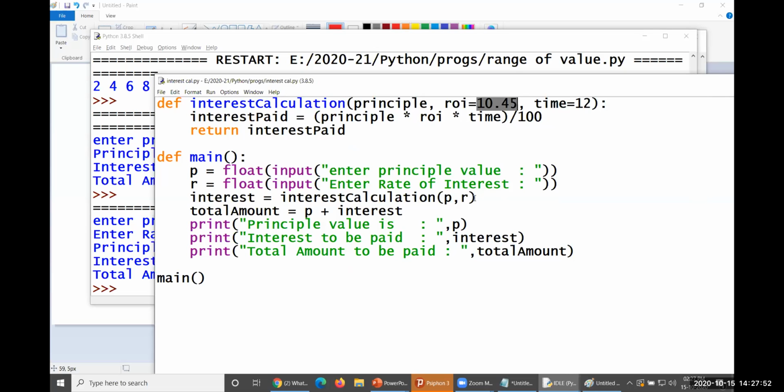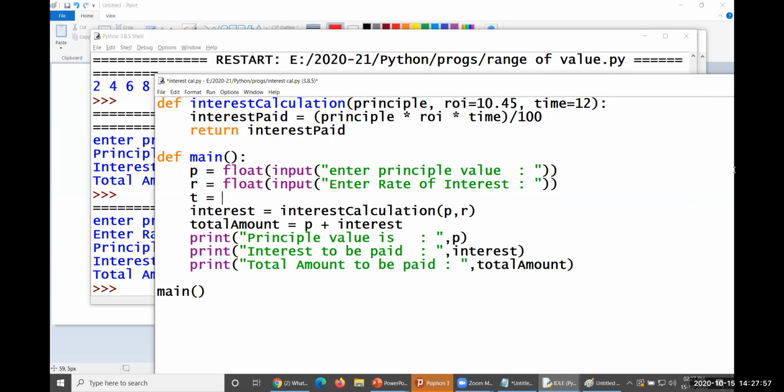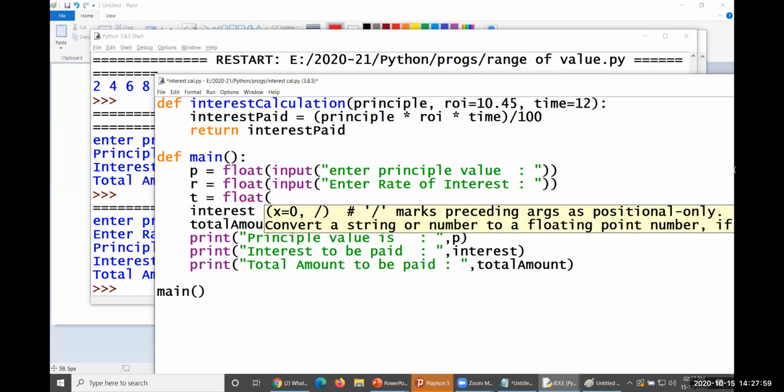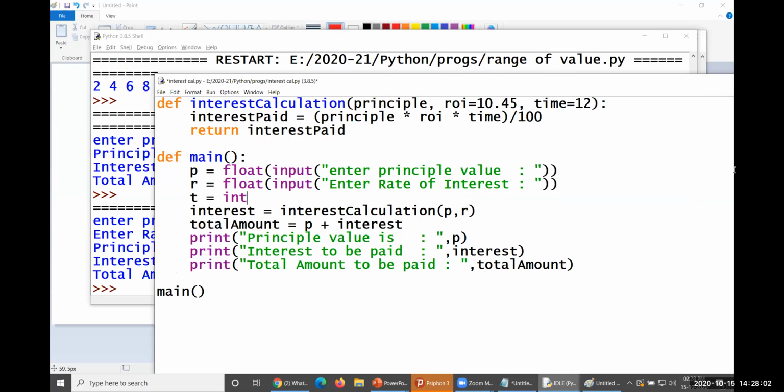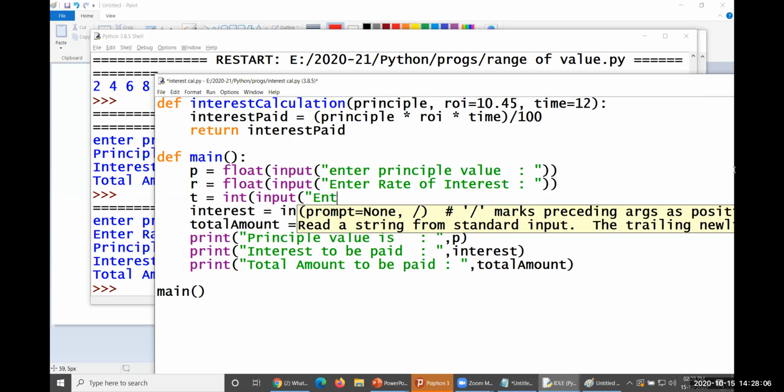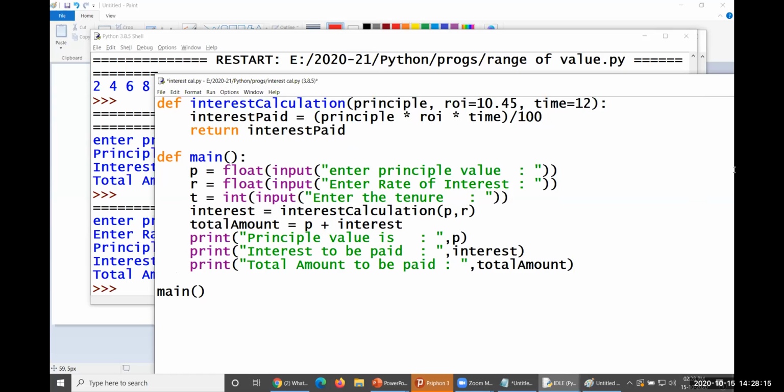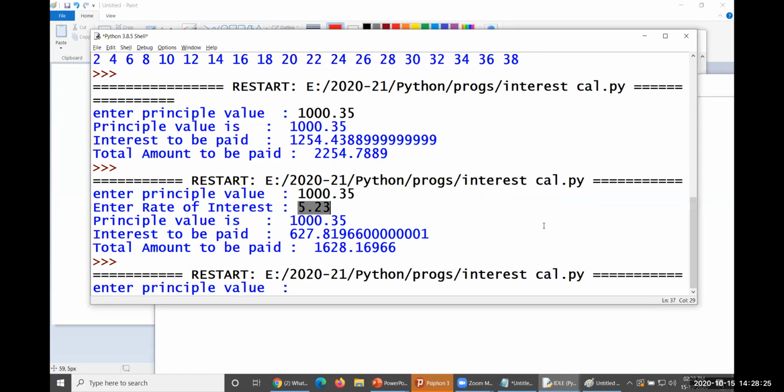Now let me take one more parameter here. That parameter is time. Time will be equal to, it's an integer actually. Input of enter the tenure. How much tenure are you expected to consider? Here we have taken 12 months, but we are not interested in 12 months here. We would like to consider our own value.